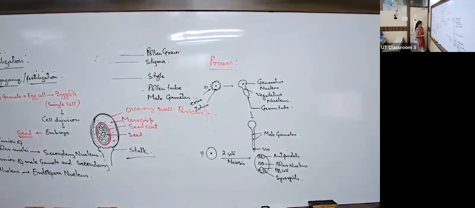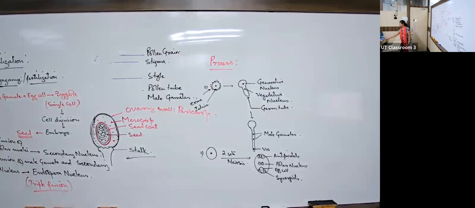Then what is this step actually known as? This step is also known as triple fusion. Why is it called triple fusion? Because it is a fusion of three nuclei, fusion of three gametes. Two female and one male. Why two female? Because the secondary nucleus itself is a fusion of two female gametes.